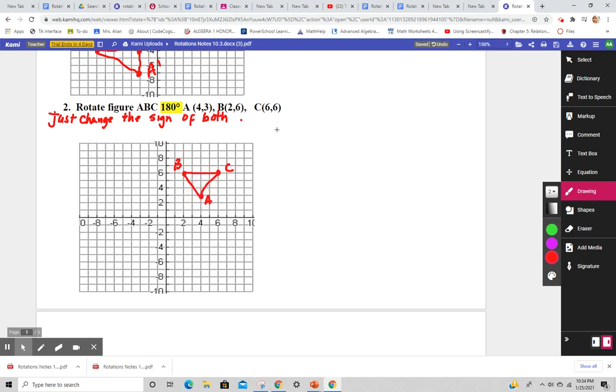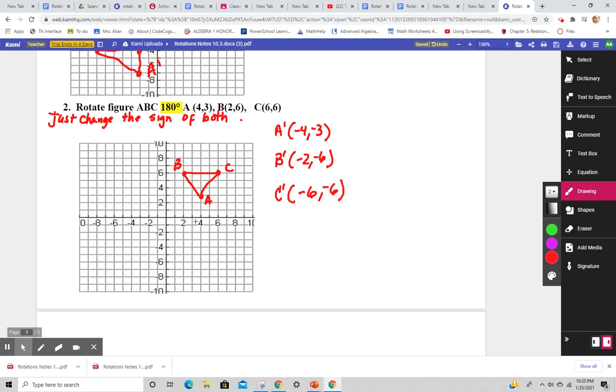Okay, so now let's find A prime. Just change the sign of both. So we have 4, 3. So it's going to be -4, -3. And let's do B prime. Whatever the signs are, you change them. 2, 6, so we'll have -2, -6. C prime, 6, 6, we'll have -6, -6.